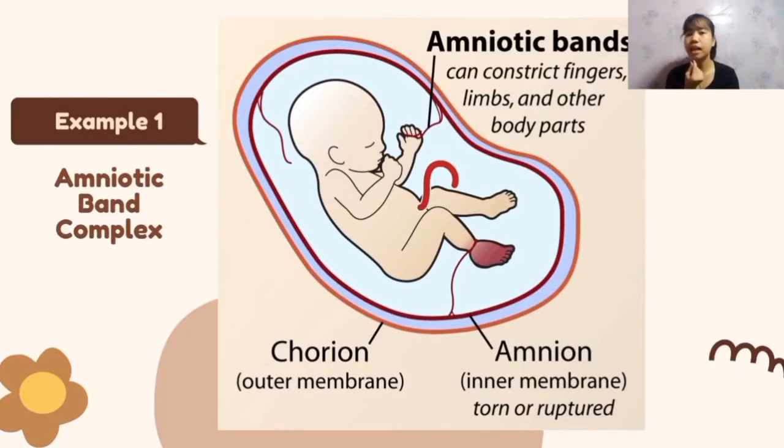These constrictions can cause a variety of problems depending on where strands are located and how tightly they are wrapped. It is believed that amniotic band complex occurs when the inner membrane, or the amnion, ruptures or tears without injury to the outer membrane. The developing fetus is still floating in fluid but is then exposed to the floating tissue from the ruptured amnion. This floating tissue can become entangled around the fetus.